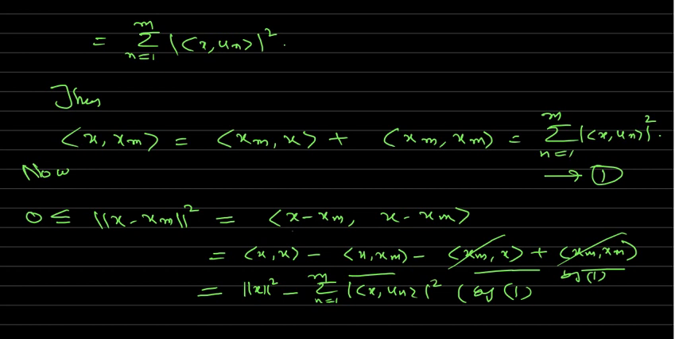So इस जो माइनस टर्म है इसको अब यहाँ लेफ्ट साइड ट्रांसफर कीजिए. So this gives summation n runs from 1 to m, this is the inner product of x with un, whole square, is less or equal to norm x square, letting m. This is true for each m.